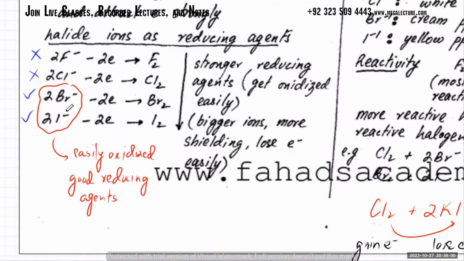Meanwhile, Br-1 and I-1, because they're bigger atoms, they really like to lose electrons. I mean, the nucleus is so shielded that the outer electron is very far away. So they very easily lose electrons, and they form bromine and iodine. So bigger ions have more shielding, so they lose electrons very, very easily. So they get easily oxidized, which is why these two are really powerful reducing agents. If they're getting oxidized, they're reducing agents. Is that clear?